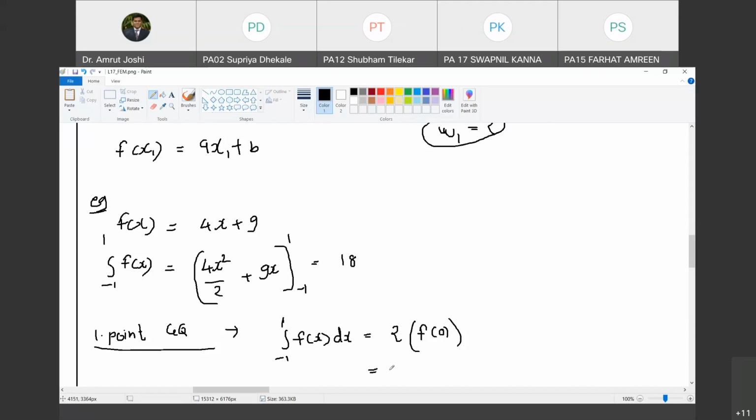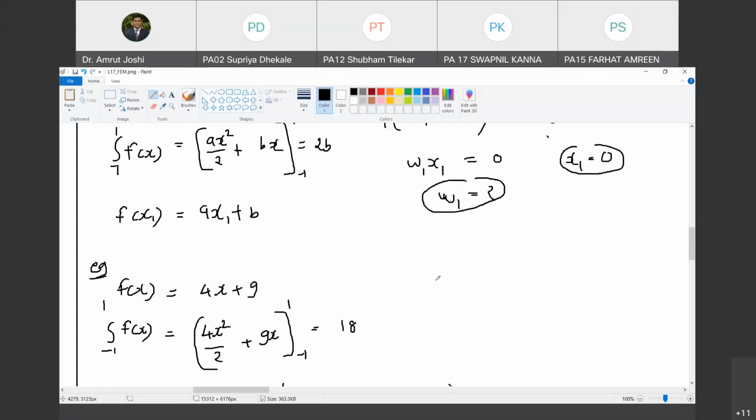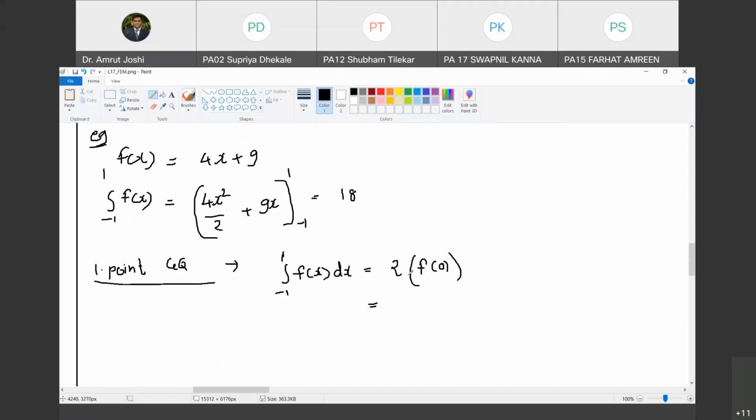Are you with me? Yes, sir. w1 is 2 and x1 is 0. So f of 0 into 2 should be the answer. So f of 0 is how much? If I substitute x equal to 0 here, I get 9. So 2 into 9, which is equal to 18, which is exact. Do you agree with me? Yes, sir.